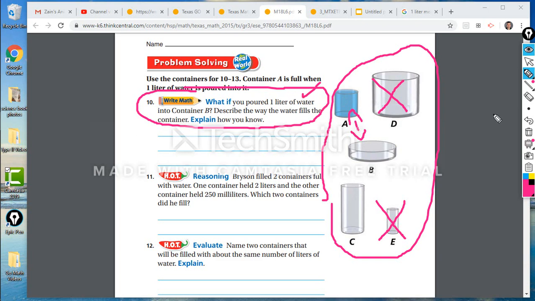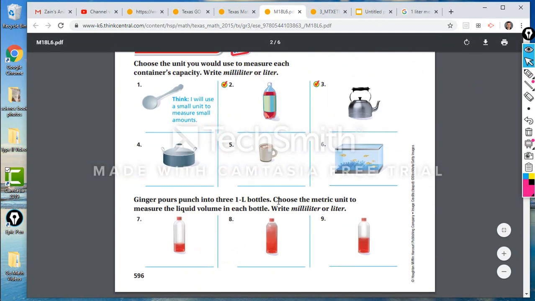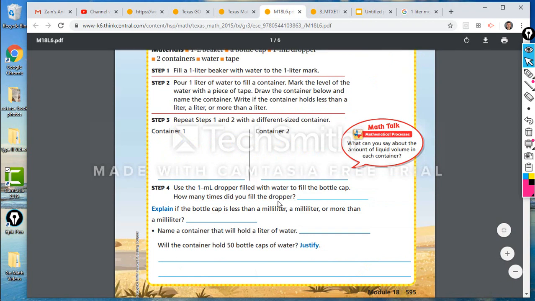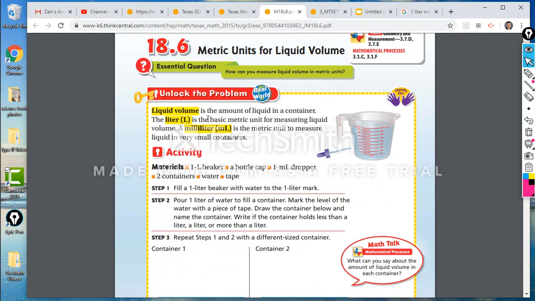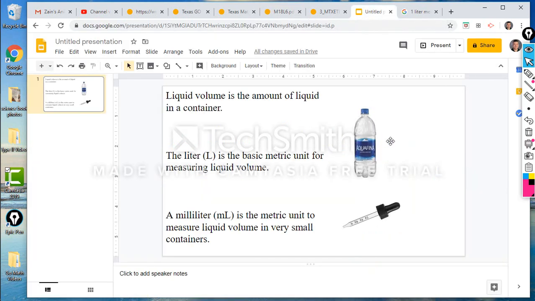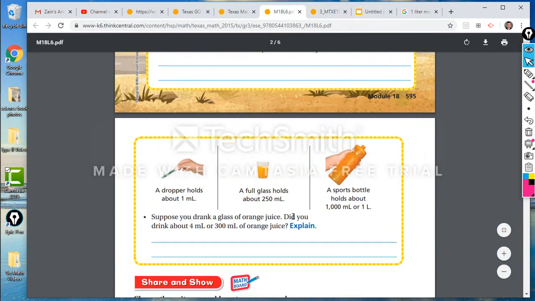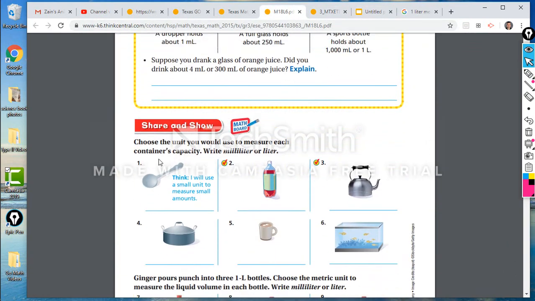So when we're looking at this lesson, boys and girls, it's very important that you understand this concept right here. You understand that liquid volume is the amount of liquid in a container, and when you look at this, you have a basic idea of what a liter is and an idea of what a milliliter is. So maybe if you take a spoon, I believe it has a picture of a spoon here. If you see that spoon, that water droplet, you wouldn't use a liter to fill this up. You would use the milliliter.